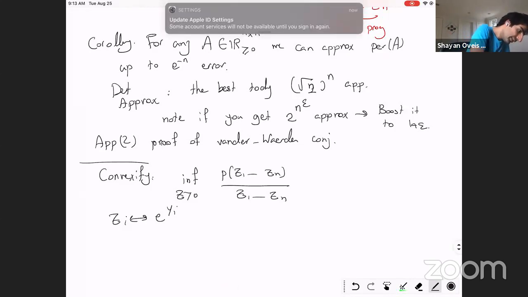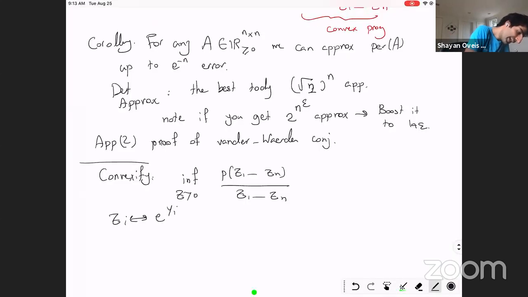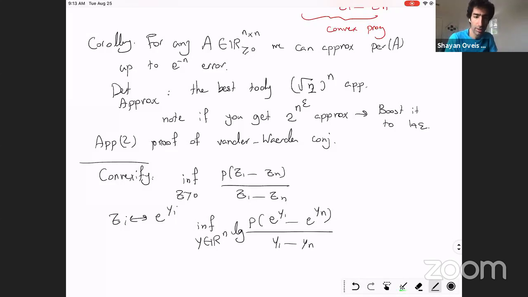So I want to look at the infimum over y in R^n of the log of P of e to the y1 up to e to the yn over y1 up to yn. The point is, if instead of the actual objective function I minimize the log, it is the same thing, because log is a monotone function. So instead of minimizing P of z over z, I can minimize log of P of z over z. And now I claim that this is the same as this. I just did a change of variables.